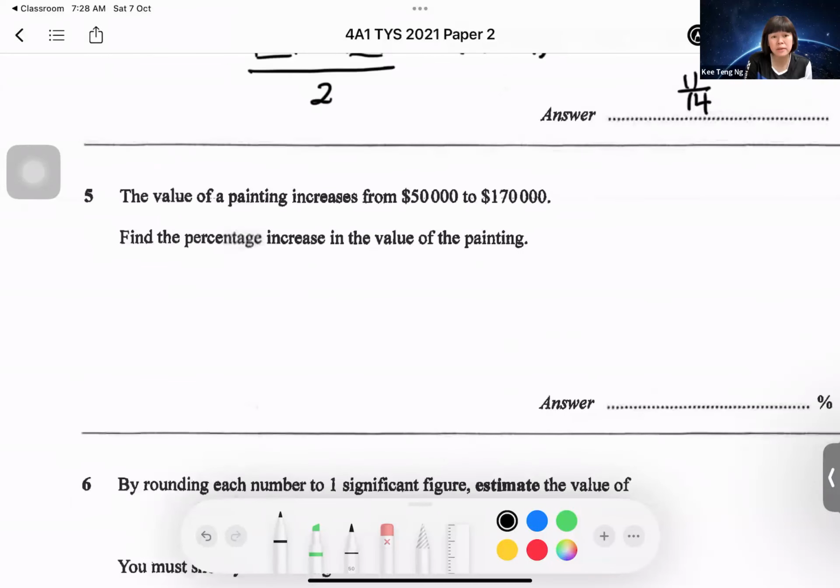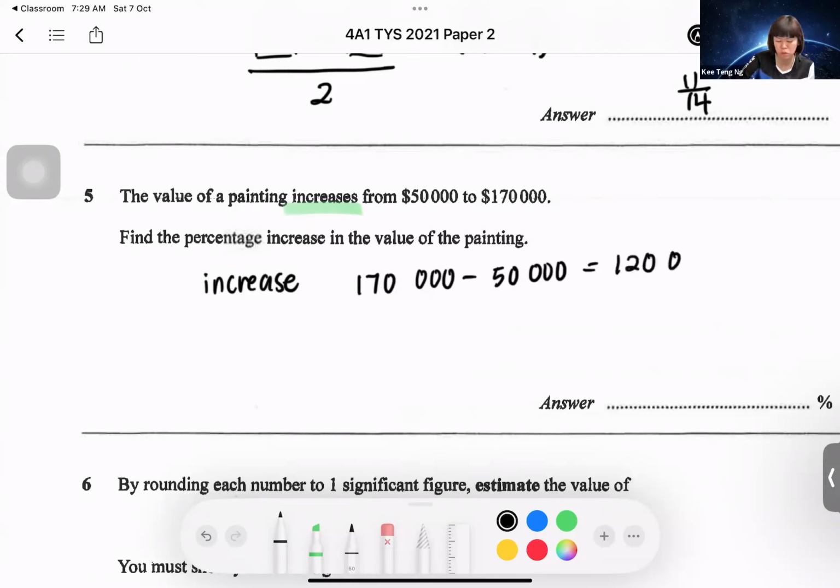Next question, find the value. Okay, the value of a painting increases from this to this, so increase, right? So find the percentage increase in the value of the painting. So if I want to find the percentage increase, I must first find the increase. 170,000 minus 50,000. That will give me 120,000. So this is the increase, right?